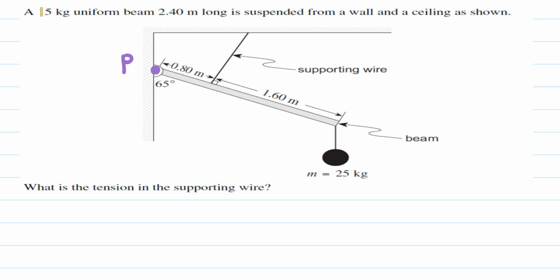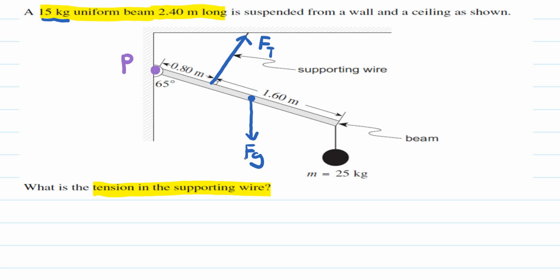In this problem, we have a 15 kilogram uniform beam that's 2.4 meters long, and it's suspended from a wall and ceiling as shown. And we want to find the tension in the supporting wire, right? So if I draw my free body diagram now, there's my force tension like that. Since the beam has a mass of 15 kilograms, we can draw a force of gravity right in the center of the beam. So here's my force of gravity.